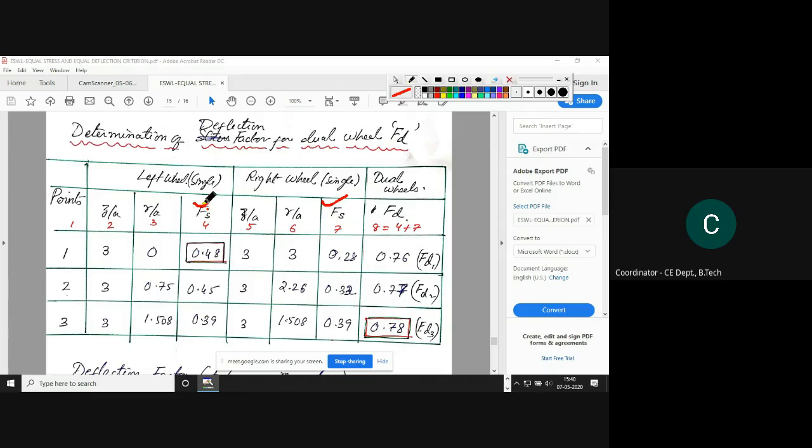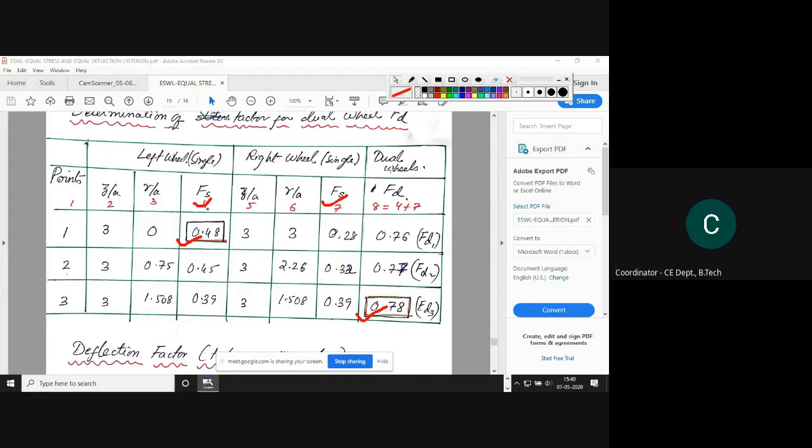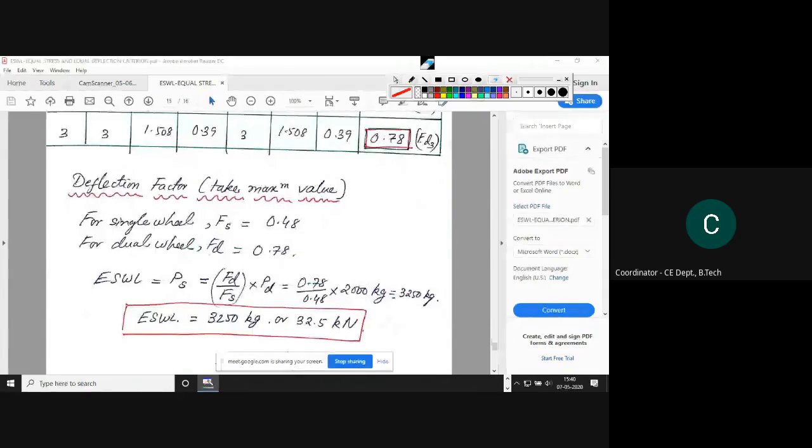Now see, for single wheel, how many values are there? For left wheel, 3 values. For right wheel, 3 values of F. So in total how many values? 6 values. Among these 6, which one is the maximum? This one. And for dual wheel, how many points are there for Fd? 1, 2, 3 only, for all the points. So 3 values are there, and among these, which is the maximum? This one. So for our ESWL equation, we will write here for single wheel our Fs, taking the maximum value 0.8. For dual wheel, Fd is this value.